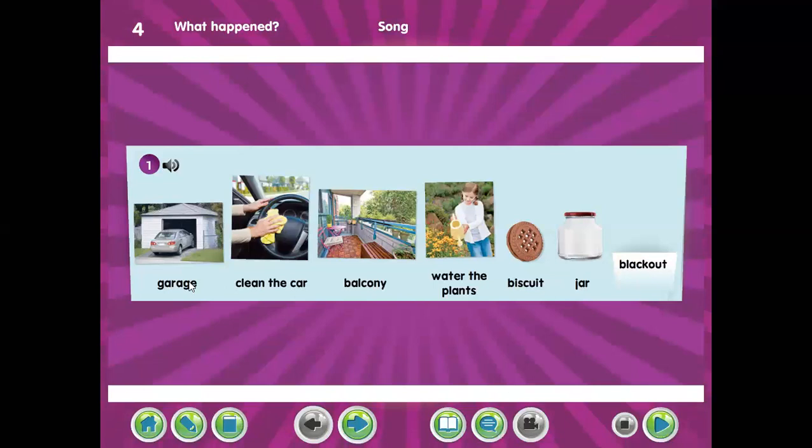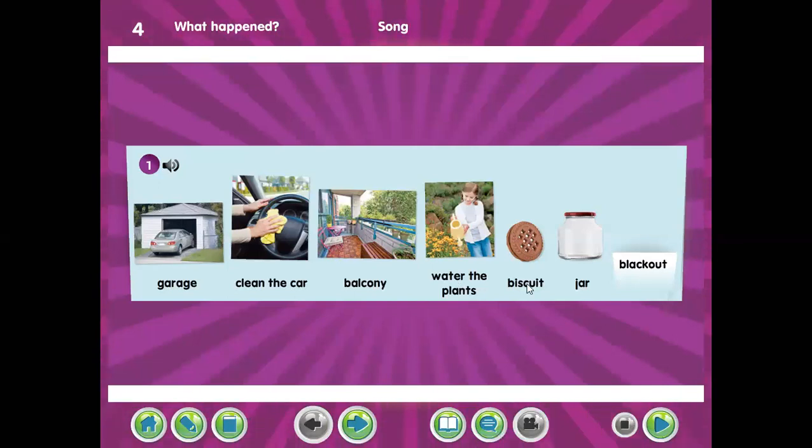Blackout. Good. Garage, you know, garage is the place where you park the car, no? The garage. Clean the car, you know, clean. Okay, clean. Balcony, you know, part of the house. Water the plants, you know, water. Remember, water, two meanings, agua and regar. Okay, two meanings in English, water.